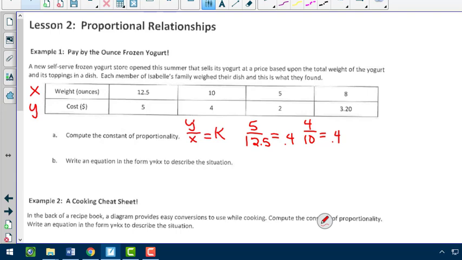You've got to check every value on the table. Well, 2/5 I know is also 4/10, or 2 divided by 5. And $3.20 divided by 8, yes, that's going to give me 4/10. So my k is equal to 4/10, right? Meaning that I'm paying 40 cents per ounce.